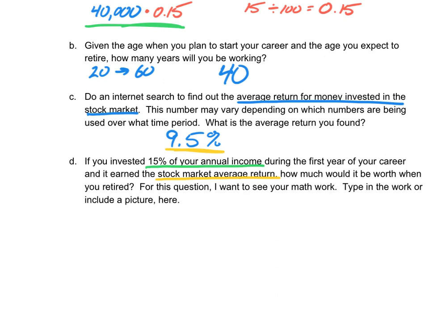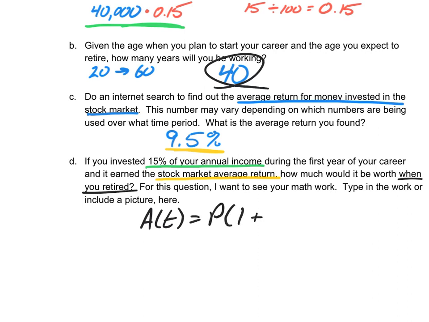So when you retired, that is after this many years. It's after B. So A, B, and C are giving you the numbers that you're going to need to know for answering part D. Now, how would you figure it out? This goes back to that general exponential equation that we know, right? That A of t equals P times (1 plus r) to the power of t.